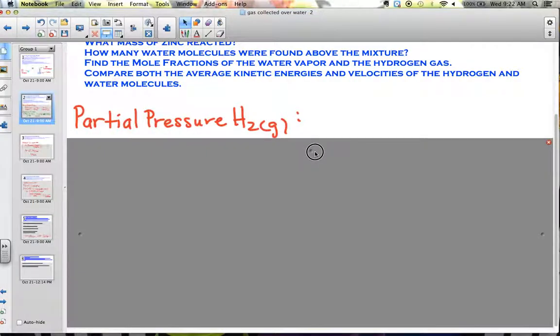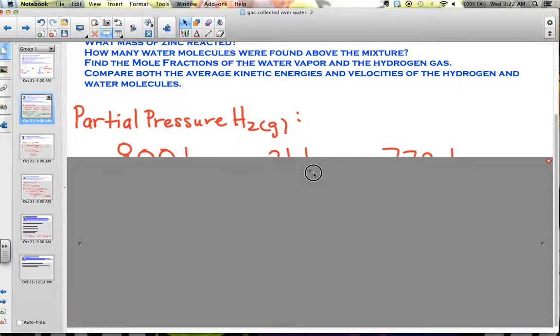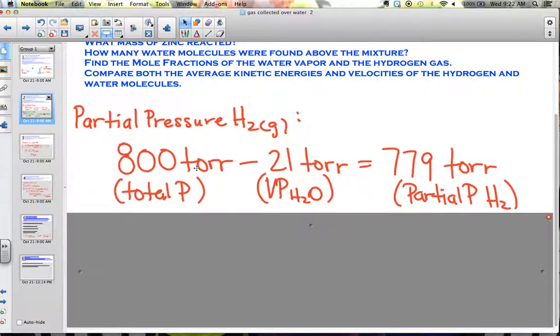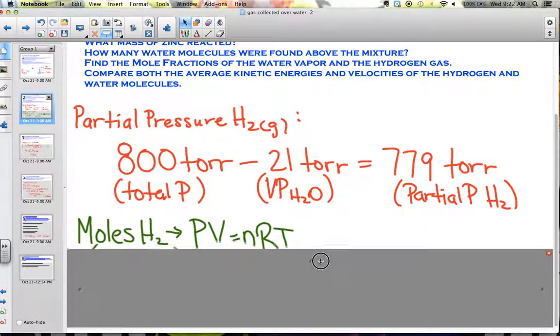So if we want to find out just the partial pressure of the hydrogen and the moles of hydrogen gas collected, the partial pressure of the hydrogen will be given by taking the atmospheric pressure, which is my total pressure, subtracting the vapor pressure of the water, which is the partial pressure of the water, and my partial pressure of hydrogen would then be 779 torr. I then use that as my P in PV=nRT to get my moles of H2.